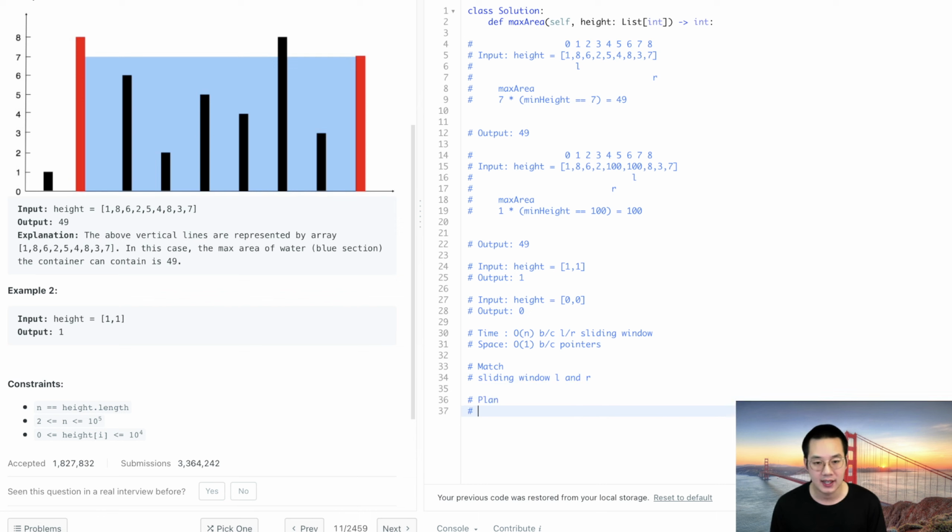So the plan is to start with left at 0 and right at the length of heights minus one. While left is less than right, continue, and get the max area by multiplying the minimum height and the difference between right and left.